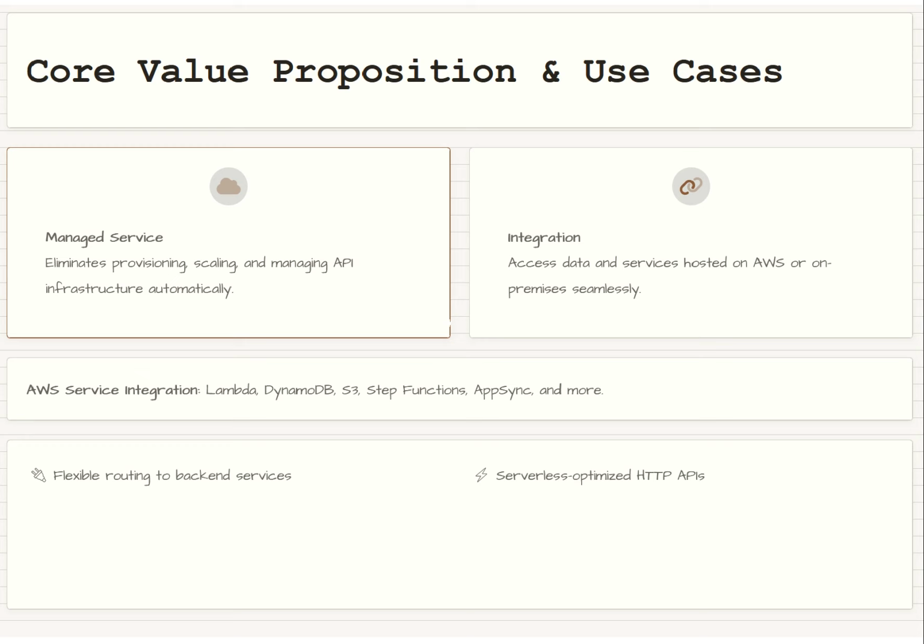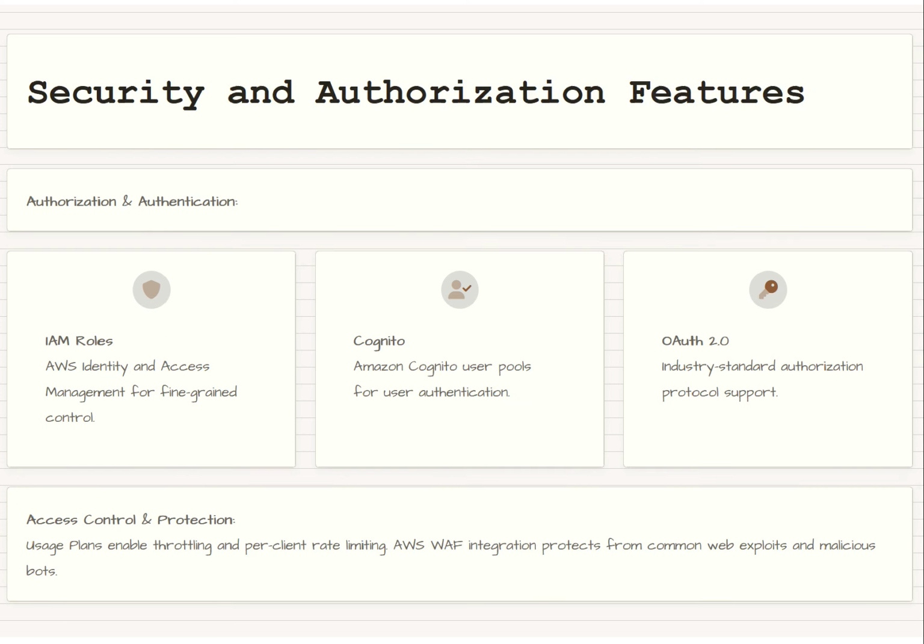So, core value proposition and use cases. This is a managed API service, and it integrates with AWS. There's a lot of integration: Lambda, DynamoDB, S3, Step Functions. We're going to talk about Step Functions in another video. AppSync and more. Flexible routing to backend services to provide data back, and serverless-optimized HTTP APIs.